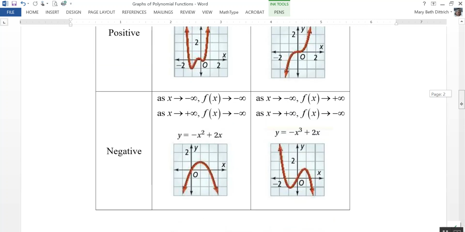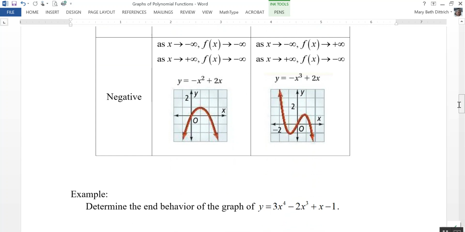If my leading coefficient is negative, and this should be familiar from a quadratic graph. You know that if the leading coefficient of a quadratic graph is negative, then it opens downward like this. So here we have y equals negative x squared plus 2x. As x approaches negative infinity, as x gets smaller, y gets smaller. As x approaches positive infinity, f of x, or y, also gets smaller. And if my leading coefficient is negative, but my degree is odd, as in y equals negative x to the third plus 2x, as x gets smaller, y gets bigger. As x gets bigger, y gets smaller.